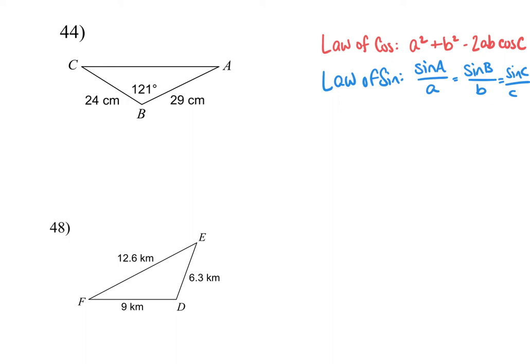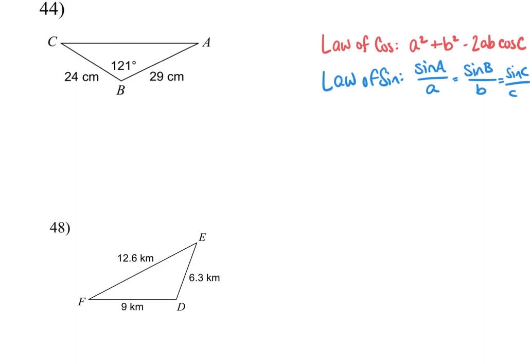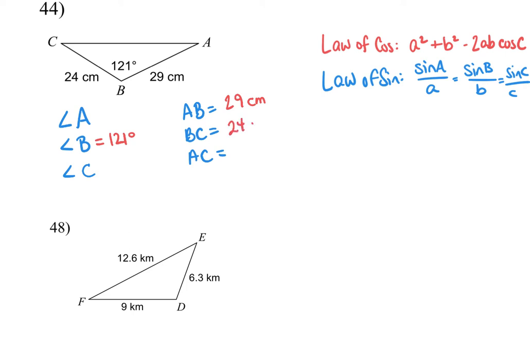So like for this guy, if they want us to solve everything, that means they want the measure of angle A, the measure of angle B, and the measure of angle C. They want the side length of AB, the side length of BC, and the side length of AC. All right? So you can fill in what you have. You know angle B is 121 degrees. You know A to B is 29 centimeters. You know B to C is 24 centimeters. So we just need A to C.